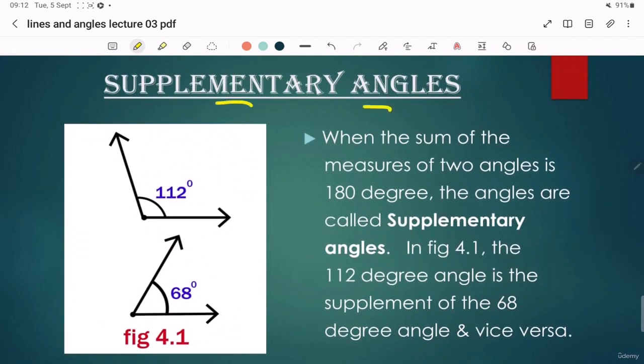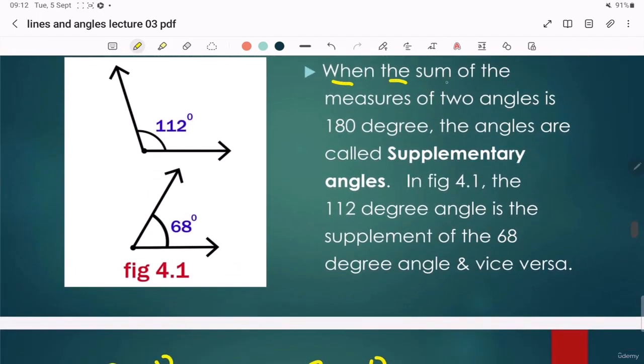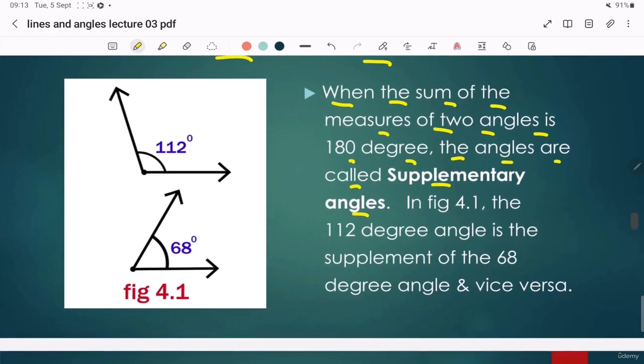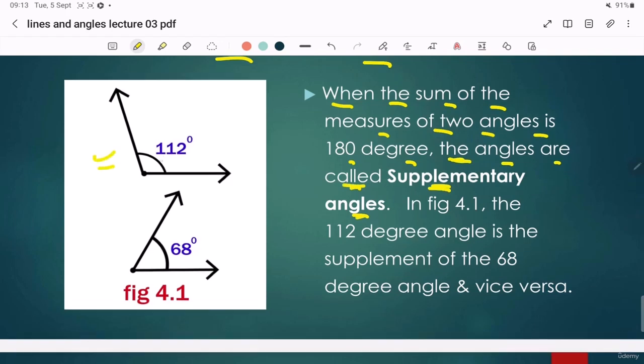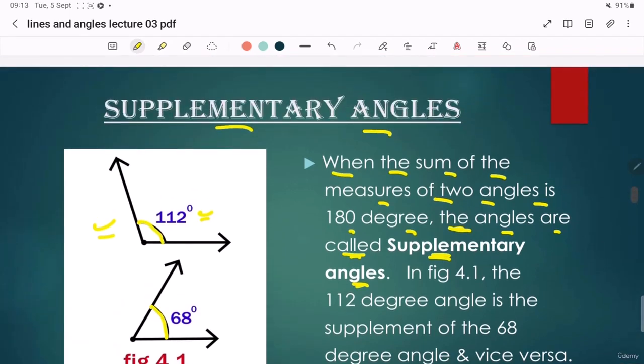Now what are supplementary angles? When the sum of the measures of two angles is 180 degrees, the angles are called supplementary angles. Now see in this figure, one angle is 112 degrees and another angle is 68 degrees. Now take their sum.